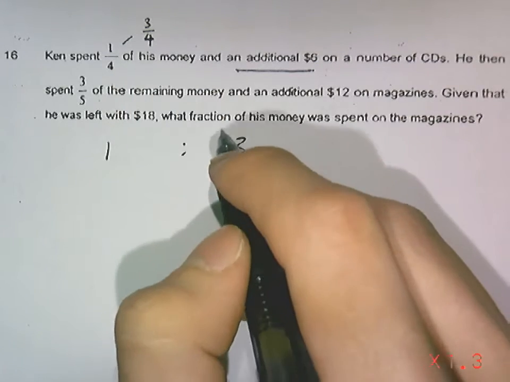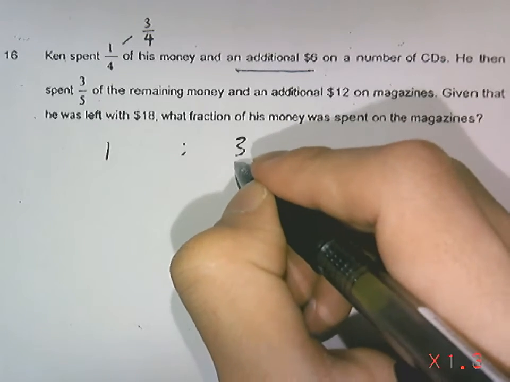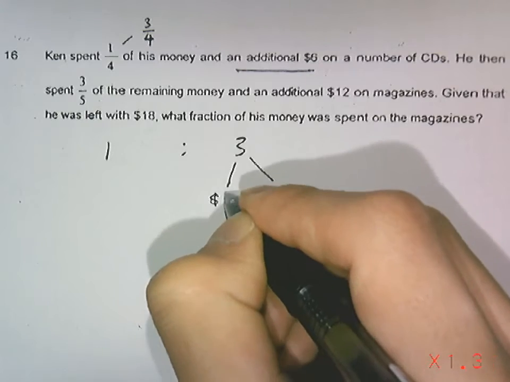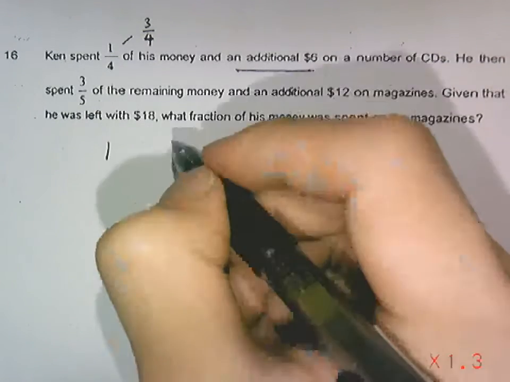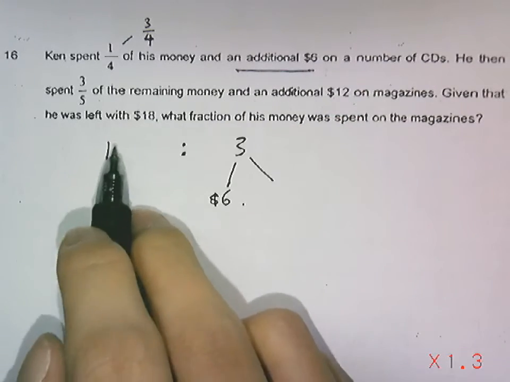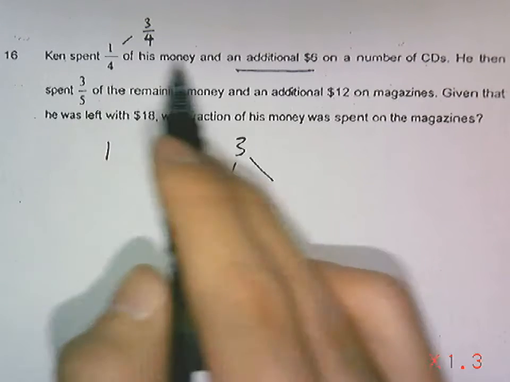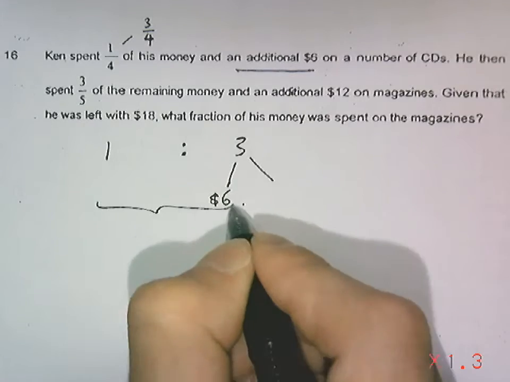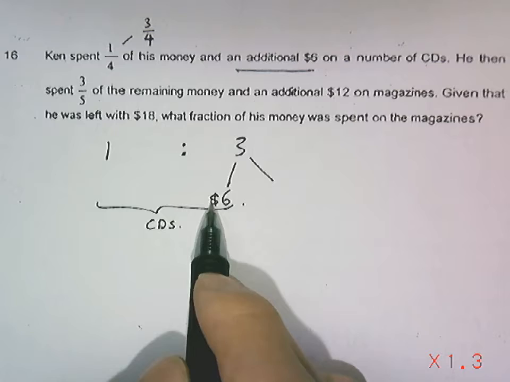So I see 3 units here. So this would be, there will be 2 parts under this 3/4 here, so $6, right? Or you can simply assume, let's pretend that the amount spent on CDs is exactly just 1/4, but without this additional $6. And this together will be the CDs. This is the actual, so with the CDs, $6.